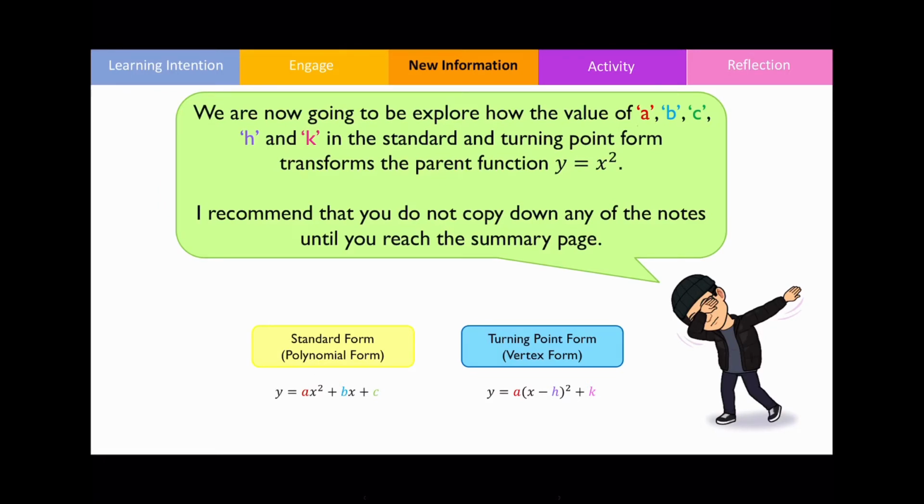So what we're going to be doing from this point onwards is examining how the values of a, b, c, h, and k found in the standard and turning point form change the actual equation itself. I don't recommend you copy down any notes from this point onwards. Just wait until you reach the summary page, which will show all the different types of transformations in greater detail.